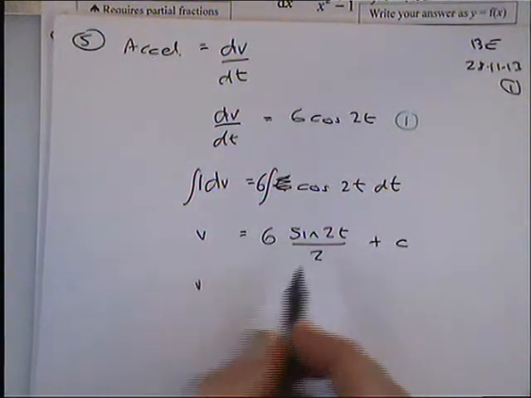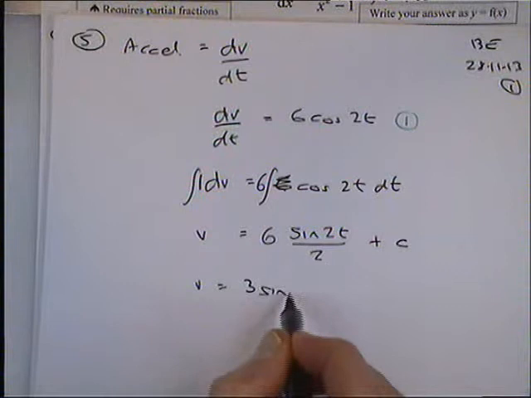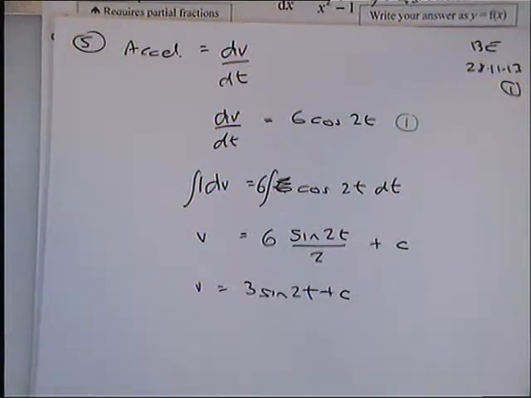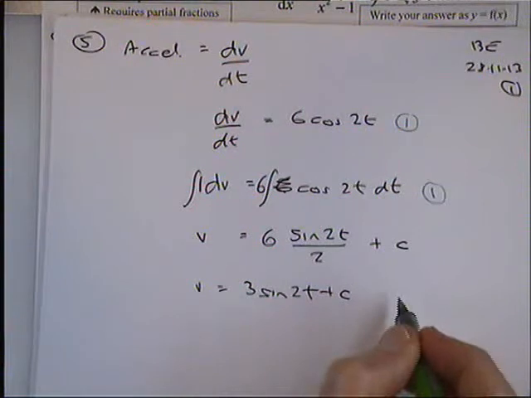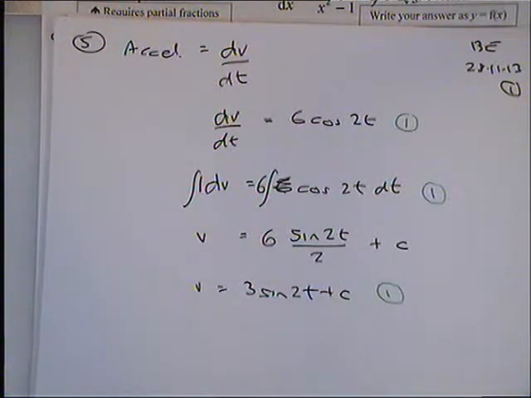Simplify that. 6 divided by 2 is 3. That takes you down to that line there. Okay, and I have given 1 mark for getting to that line, another mark for getting to that line, and another mark for getting to that line. So we're on 3 marks now. There's 7 marks altogether for this question.